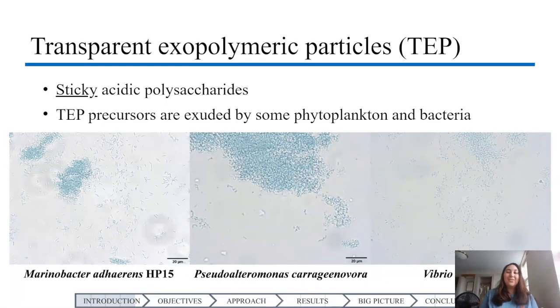I would now like to introduce transparent exopolymeric particles. I previously mentioned them, but transparent exopolymeric particles, or TEP, are sticky acidic polysaccharides that can act as a glue to hold together aggregates. Through this, TEP can increase the size and density of particles formed from smaller plankton by incorporating more cells and minerals. Additionally, only some phytoplankton and bacteria exude TEP precursors, and this can vary down to the species level. All the bacteria used in our experiments have previously been found to exude TEP as shown in the figure here, wherein the bacterial produced TEP was stained with Alcian blue, giving it that nice blue color.